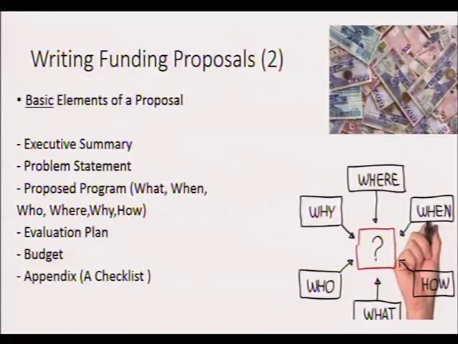Then you have to look at the program itself. How are you going to implement this program? When you look at the implementation of the program, the donor wants to know what solution you are going to implement. When are you going to implement this program? Where are you going to implement it? Why do you implement it? And how are you going to implement it? So when you look at all of this, the what, the when, the who, the where, the why, and the how are very important. It needs to come out in your proposal.